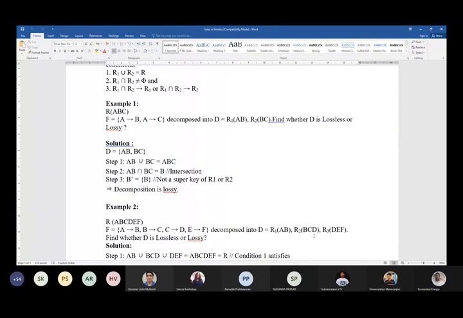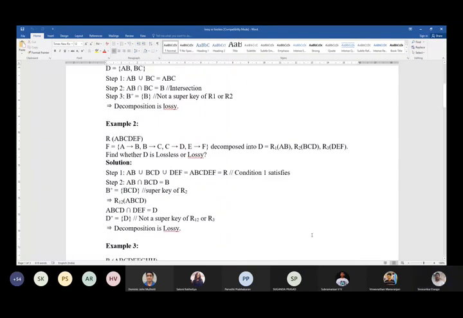So condition 1 is satisfied: the union of the fragmented relations gives you back the original relation R. The second condition is satisfied for relations R1 and R2. AB intersection BCD is equal to B, and B closure is going to be BCD.